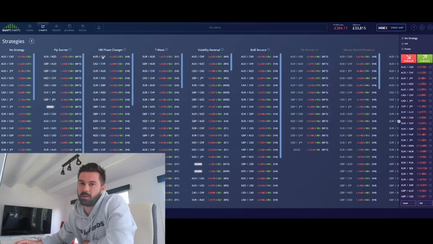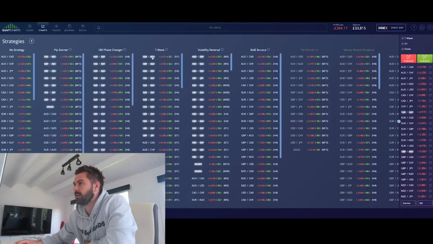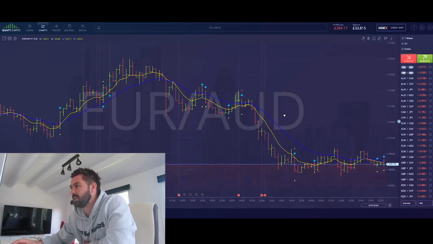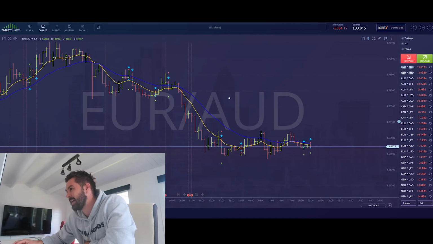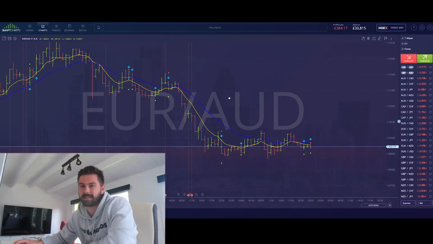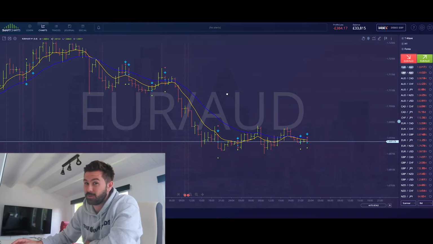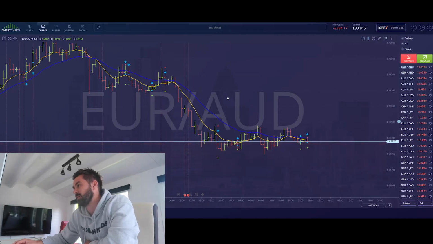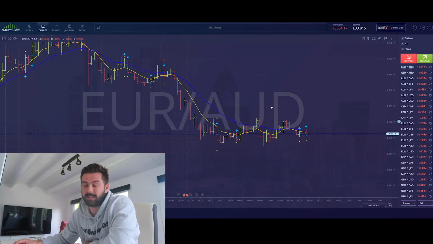I normally stick to T-Wave and 180 Phase Changer. I just feel like that's the easiest way to spot a trend for me, and I'll explain that in another video. But let's just go on T-Wave right now and see what it's saying as a signal. Of course, today is a Saturday, so the stock markets are actually closed. Obviously, Forex markets are open 24 hours a day, Monday to Friday.